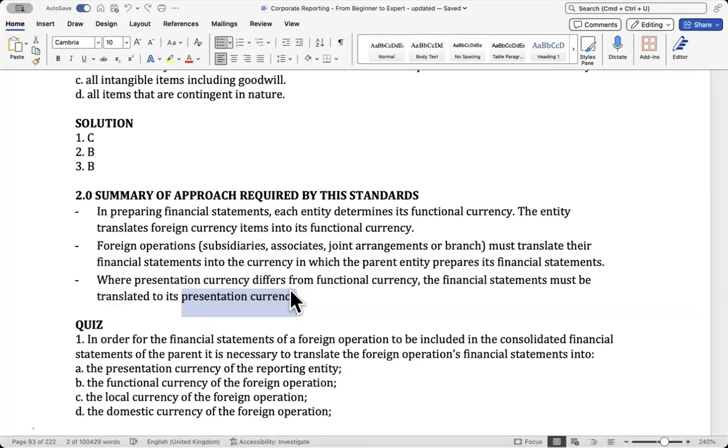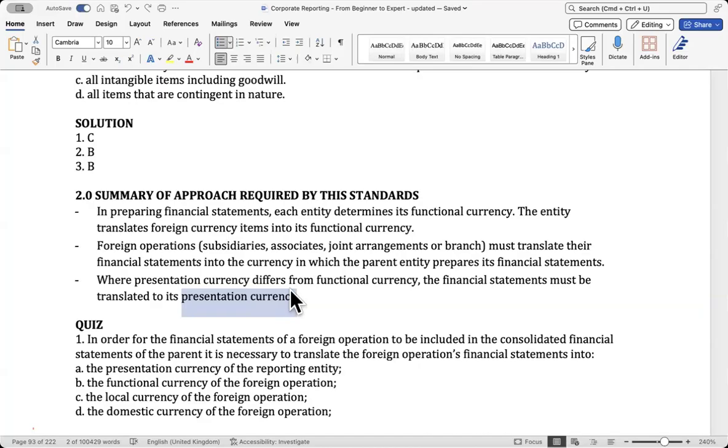Your primary economic environment might be Nigeria, and you decide to present your financial statement in euros. Just make sure you don't submit that financial statement to FIRS or any regulator in Nigeria. They will throw it back at you. In as much as it's just for your internal use, your policy within your organization, that okay, this is how you want to present your financial statement, this is the currency you want to use, then fine, it's okay.